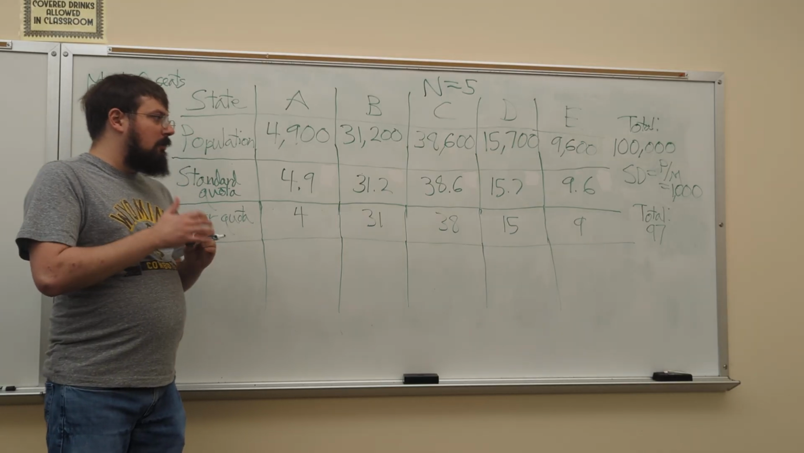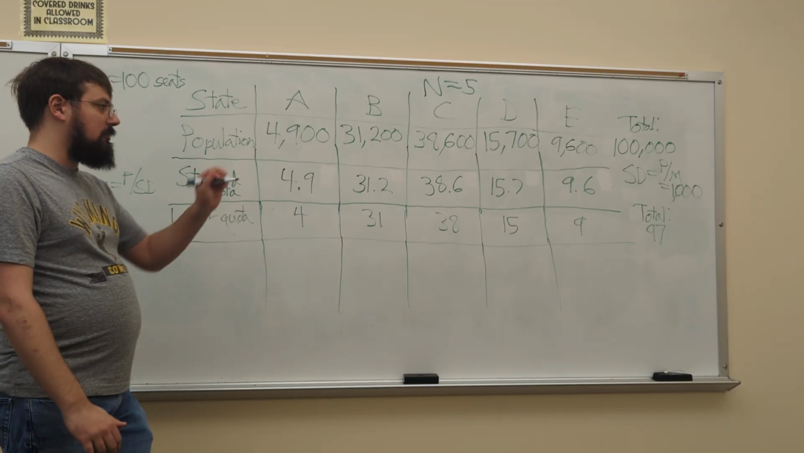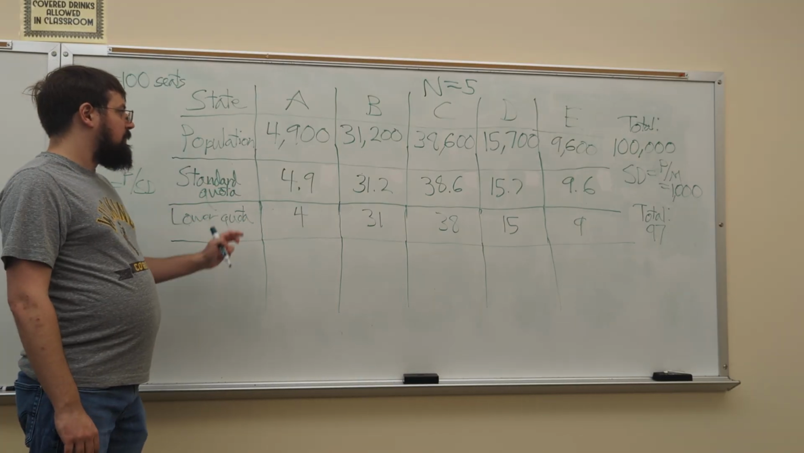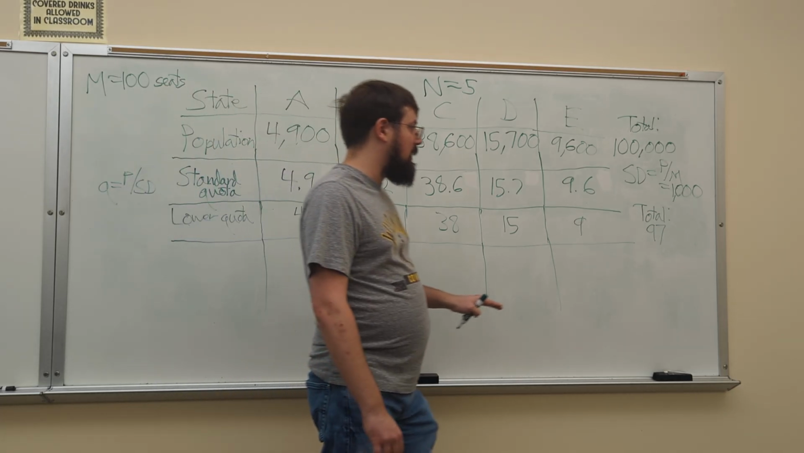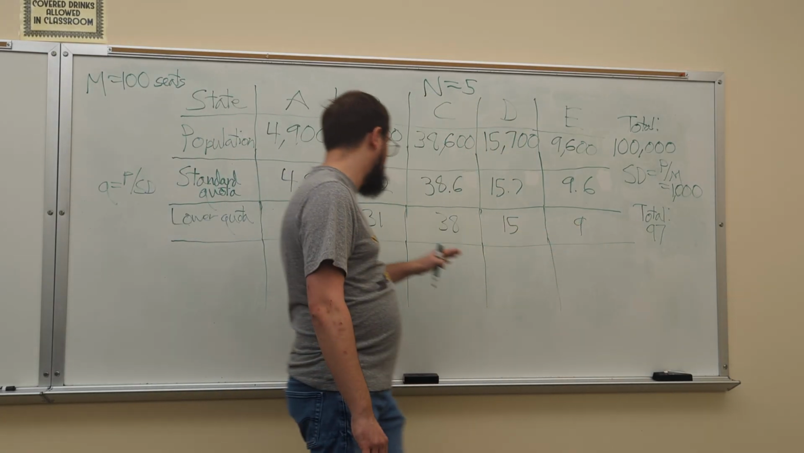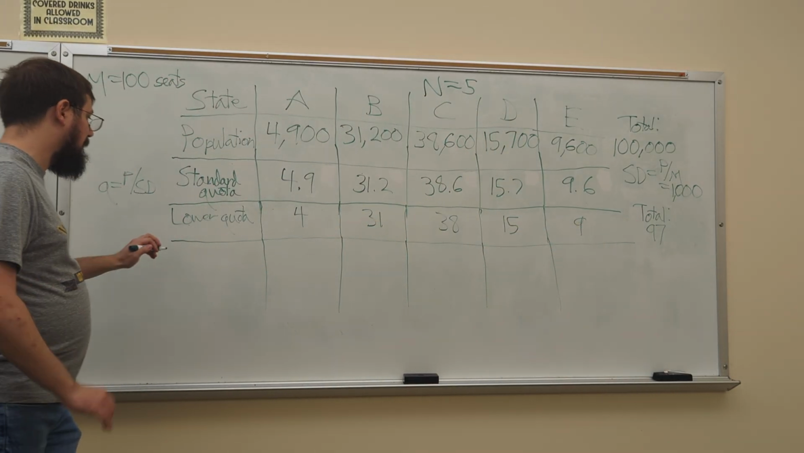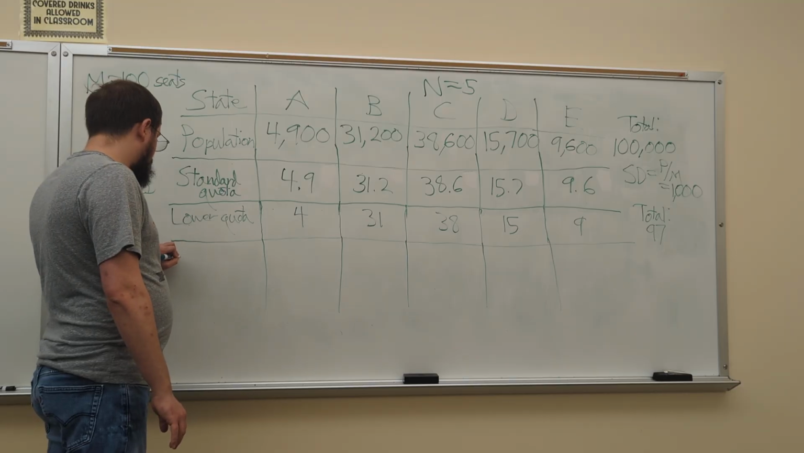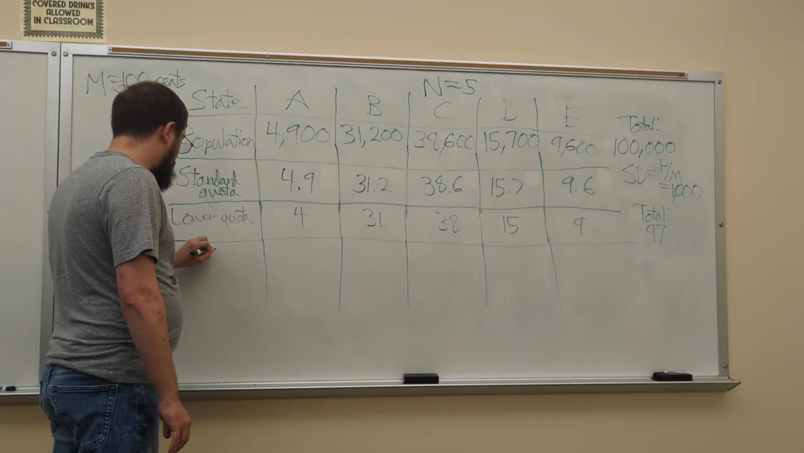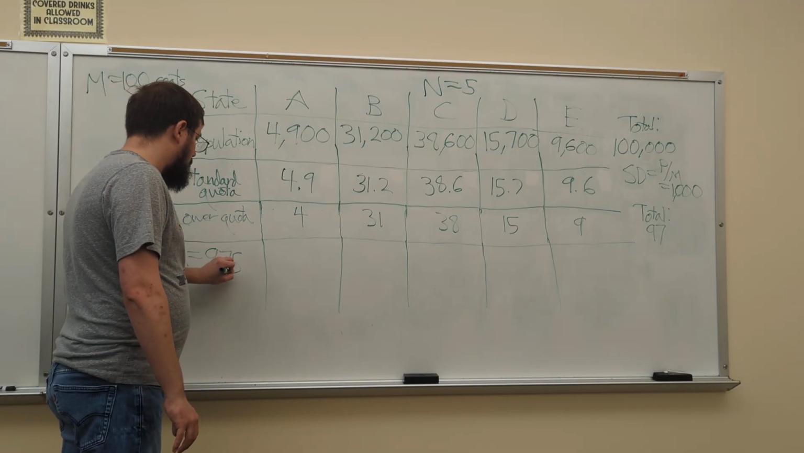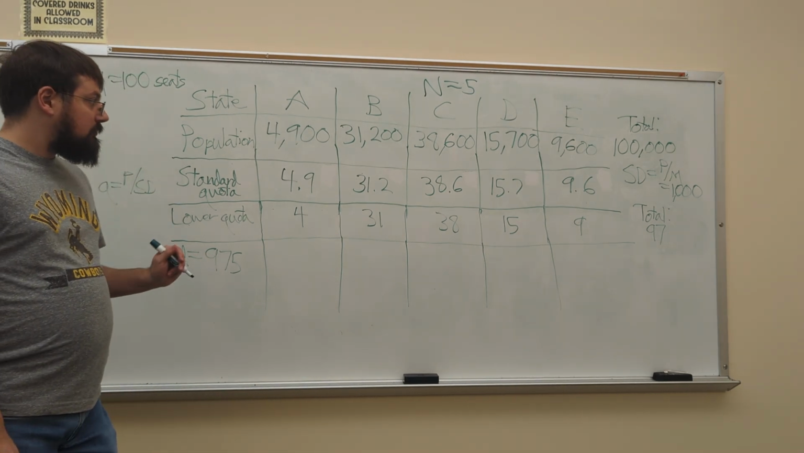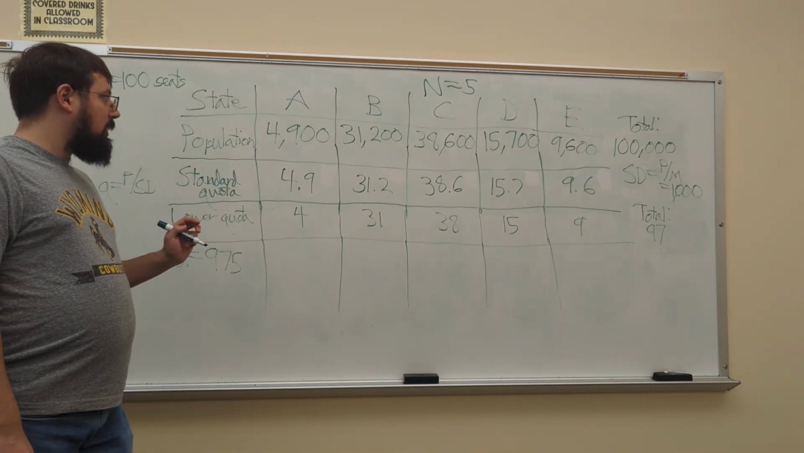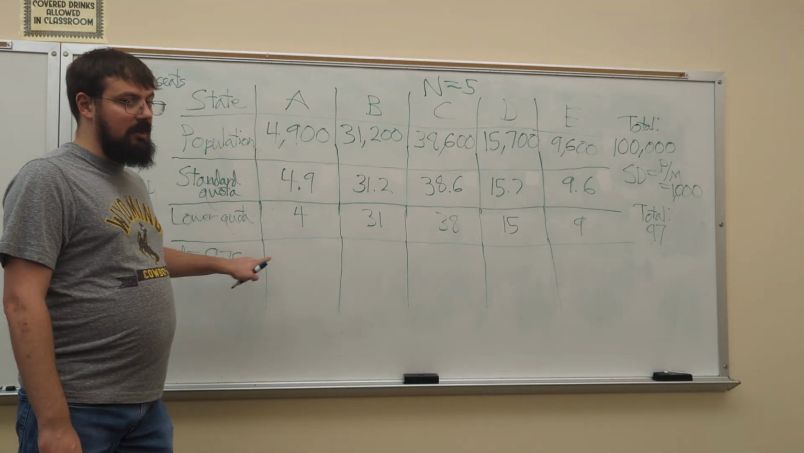So what we're going to do is pick a lower divisor than 1,000. That way these numbers all go up, and ideally we'll find something that gives us a total of 100 when we do lower quotas for everything. So let's guess a divisor of 975, lower than our standard divisor of 1,000. Now, what we're going to do is divide all the populations by 975.